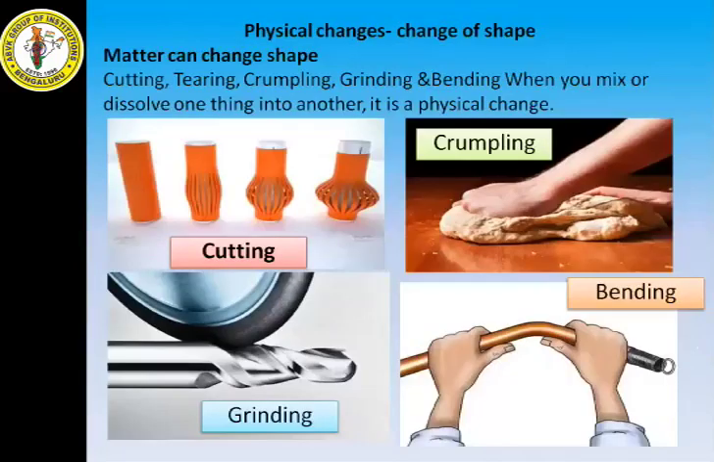Next you have physical changes, change in shape. If it is changes in shape, this is also called as physical change, correct? So matter can change shape: cutting, tearing, crumpling, grinding, bending. These are all examples of change in shape. If the object undergoes only the change in shape, then it is called as physical change. When you mix or dissolve one thing into another, it is a physical change. You can see the pictures there: cutting, crumpling, grinding, bending. These all will change only the shape, but the object will remain same. Okay, so that is called as physical change.